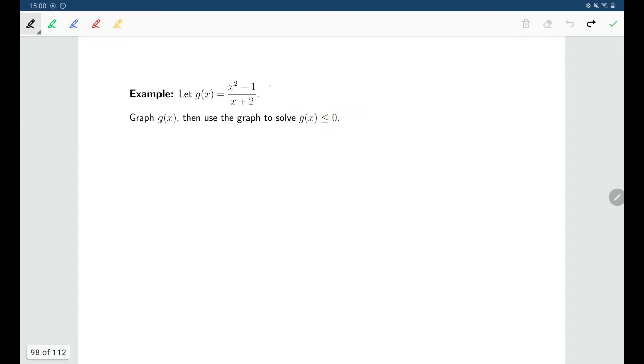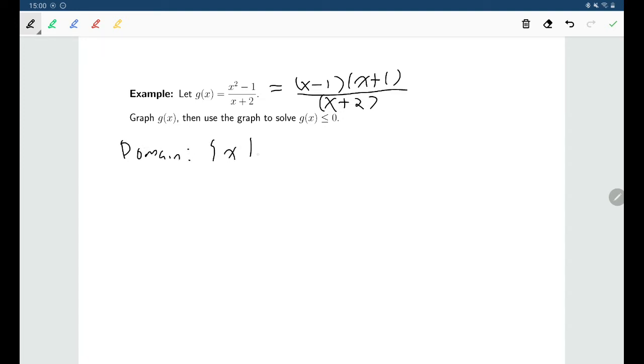First, just to factor g of x out, the numerator factors as x minus 1, x plus 1. And nothing cancels here whatsoever, so we know that for our domain, it's all the x values except x cannot be -2. We know for vertical asymptotes, it should have a vertical asymptote x equals -2.